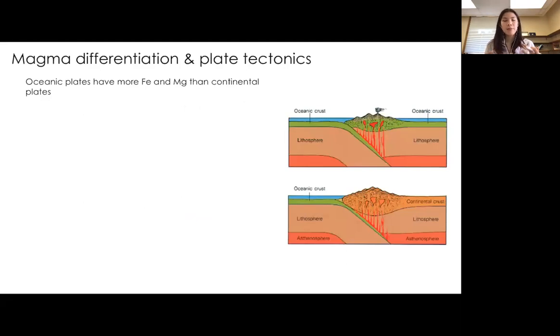Okay, so let's think about magma differentiation with plate tectonics first, and then we'll do an exercise where we try and look at the rock types and back out plate tectonics. When we think about the plates, we mentioned that there are oceanic and continental plates. Those continental plates will tend to be felsic, while oceanic plates will tend to be mafic.